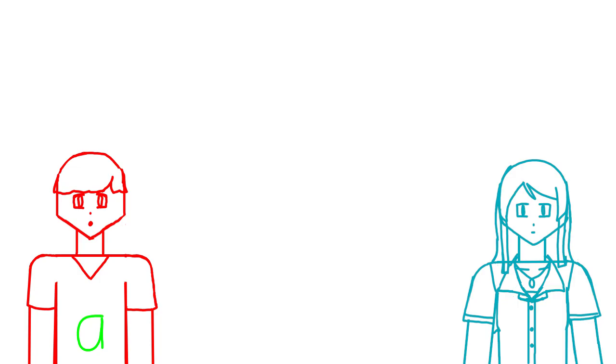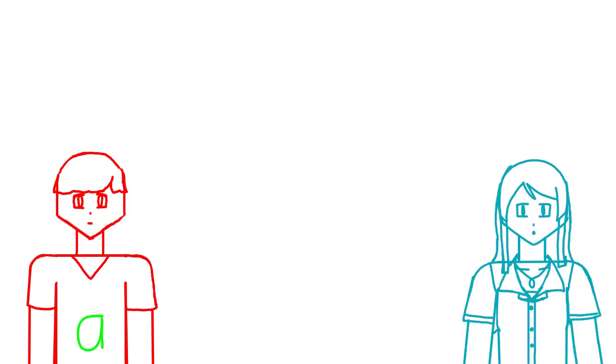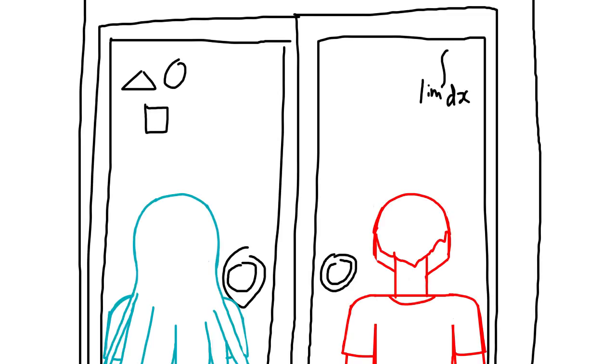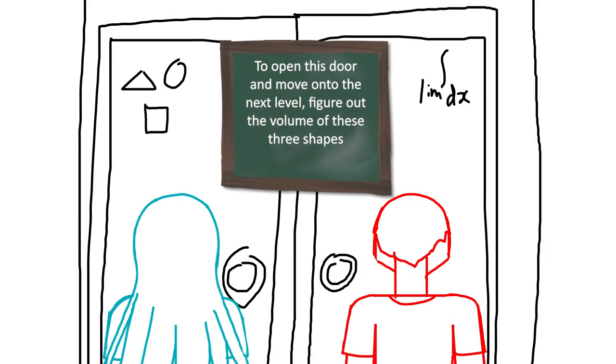We've reached the end of the month, and we're greeted with this door. Do you think the end of each month will feature a very hard challenge? Probably not. We've just proved the Pythagorean theorem 34 times. Oh look, there's a problem coming up. To open this door and move to the next level, find the volume of these three shapes.